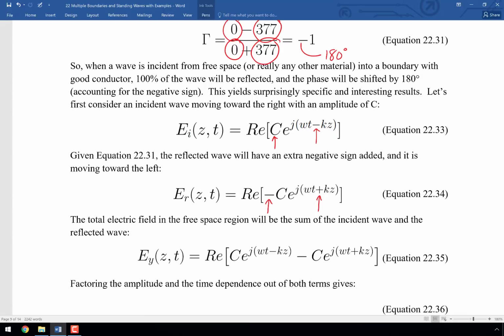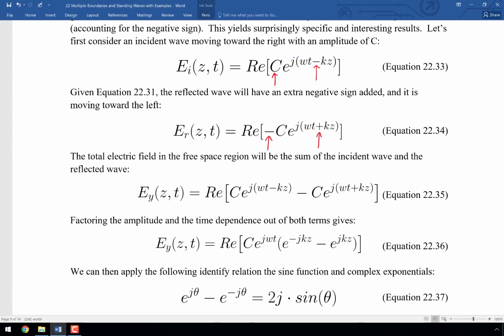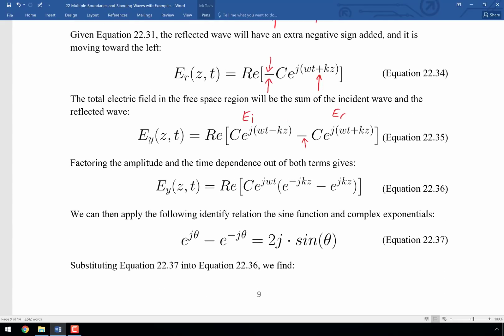Well, the total wave in the region of free space is going to be equal to the incident wave, so this is E sub I, plus the reflected wave, so this is E sub R. So we can add those two together, but the negative sign of E sub R becomes this negative sign right here. They're added together, but it becomes subtraction because of this negative sign right here. So we're going to factor out the amplitude, C, and the time dependence, e to the j omega t, out of both of those two terms.